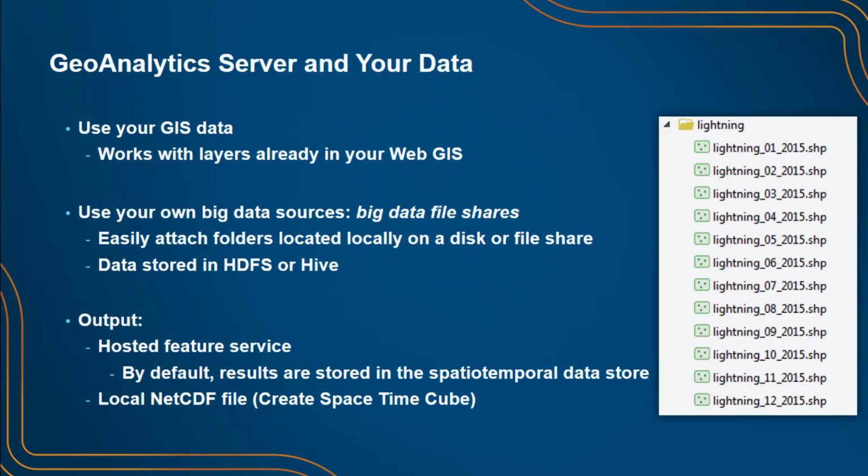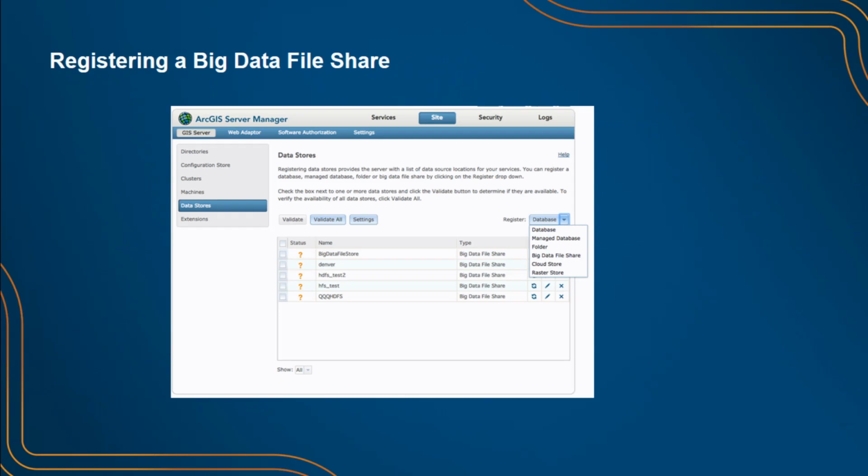I have this picture over on the right with lightning data. So lightning is a folder, and underneath it there's 12 shapefiles. So when I register this, all of those 12 shapefiles are going to be read as one data set. If you gave me 12 more shapefiles tomorrow and I analyze this data set, it's going to include all 24 of those. So you can just keep adding data as it grows. There's nothing you need to change on the server. You're just going to browse to the same thing. So I'm going to show you registering a big data file share instead of this screenshot.